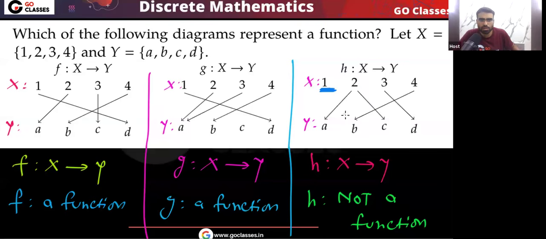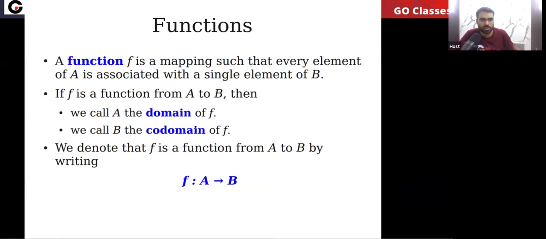Also, you can notice that this element 2 is mapping to more than one element, right? So that is also another violation. So these are the violations. This one is not mapping to anyone, that is a violation. And this 2 is mapping to more than one element, that is a violation. So I hope you understood the definition of a function.